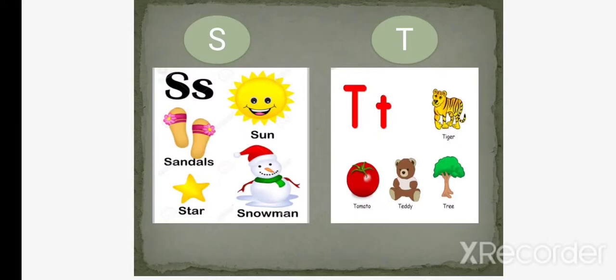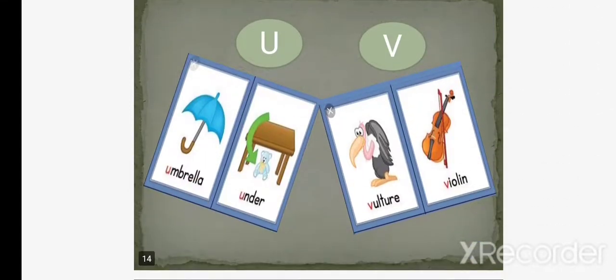Then T. T for tiger. T for tomato. T for teddy. And T for tree. U. U for umbrella. U for under. Then V. V for vulture. V for violin.